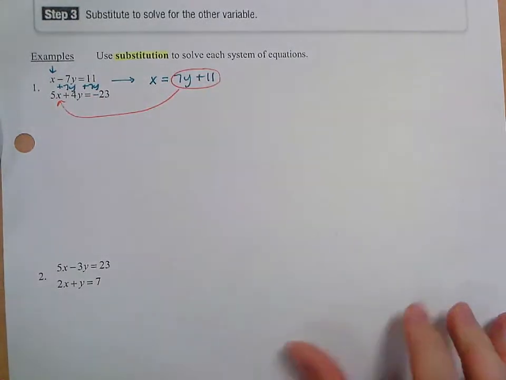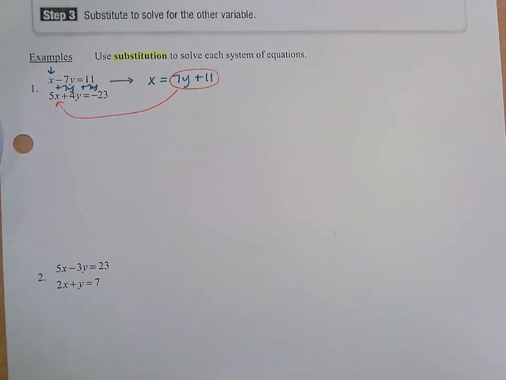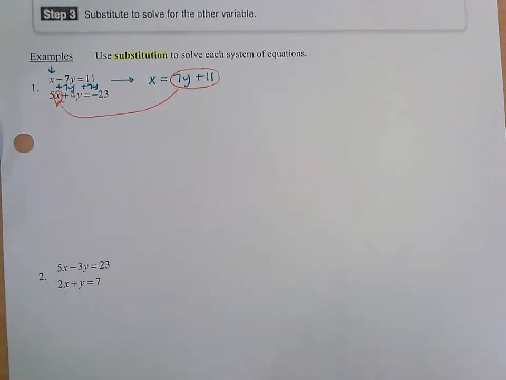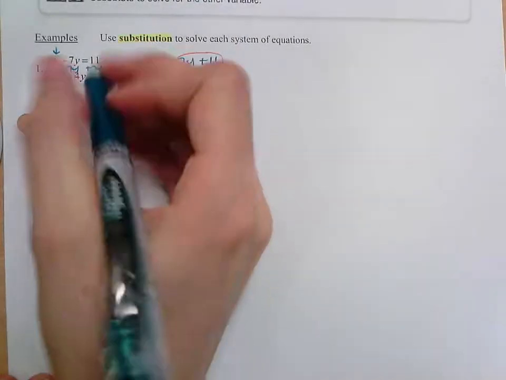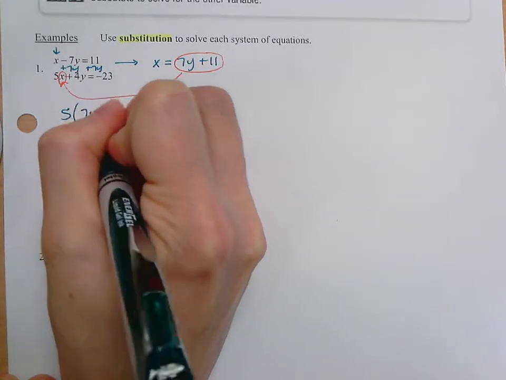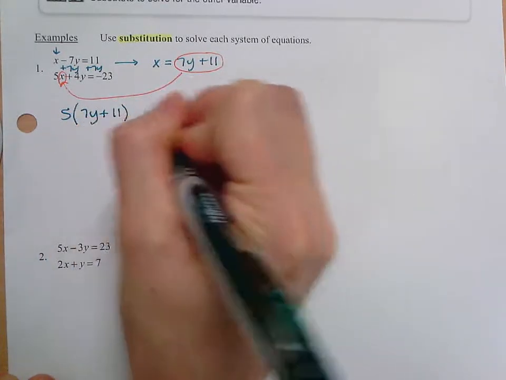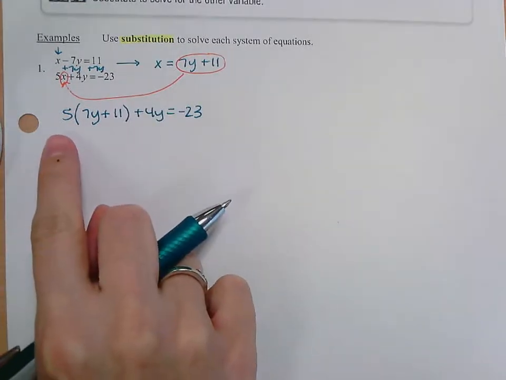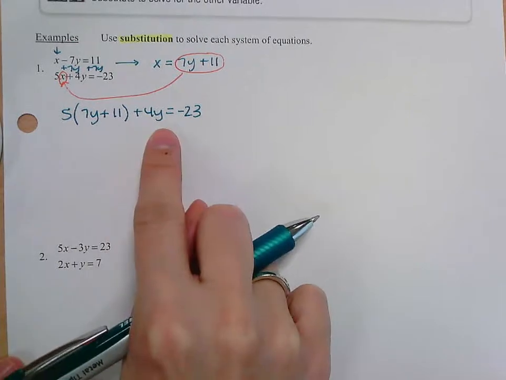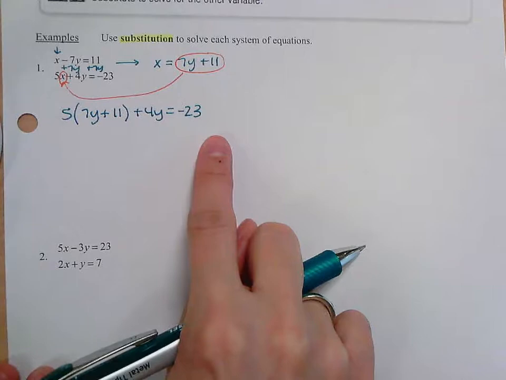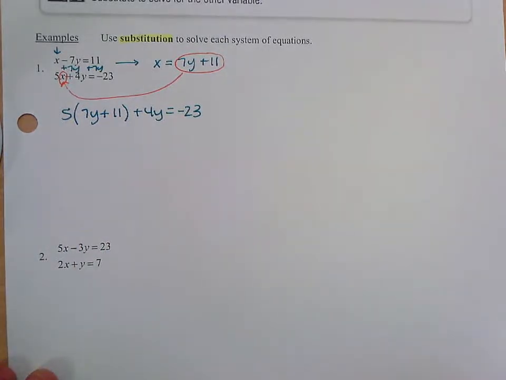So make sure you're substituting it into the other equation, not the same equation that you just used to solve for x, and that you are replacing the variable that you solved for. So when I do that, I'll have 5 times, in place of x, the quantity 7y plus 11, plus 4y equals -23. So here's another way you can tell that your substitution is correct. You should only have one variable in your equation. So I only have y, because now I can solve that equation for y.